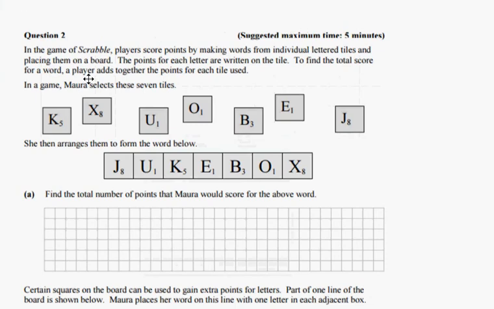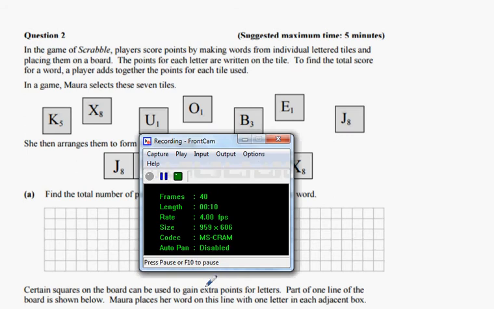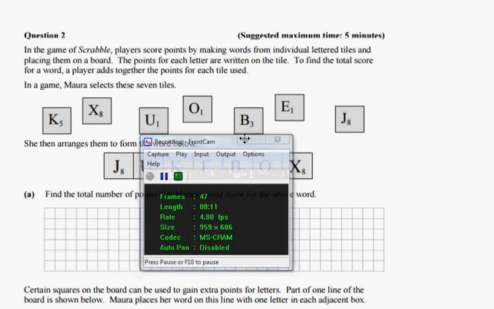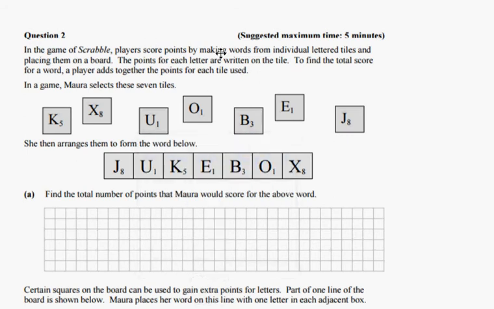Okay guys, this is the 2015 sample paper and we're on question 2. So what we have here is, in a game of Scrabble, some players score points by making words from individual letter tiles and place them on a board. The points for each letter are written on the tile. To find the total score of a word, a player adds together the points of each tile used.